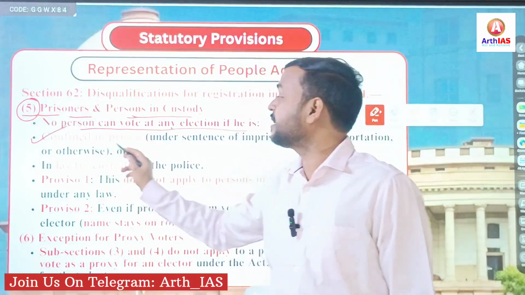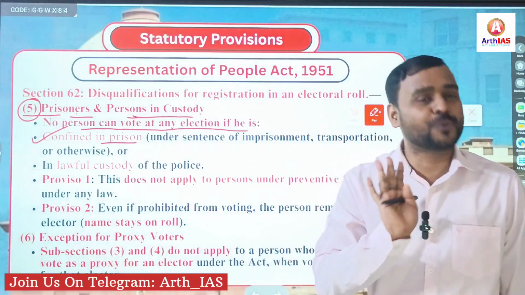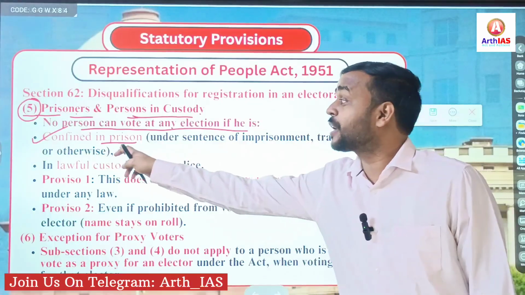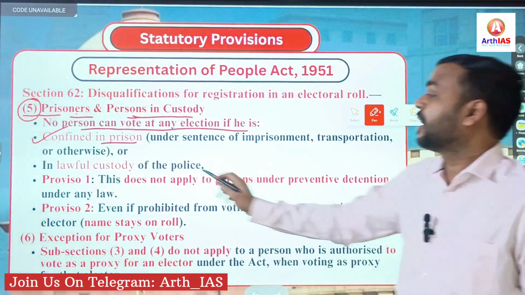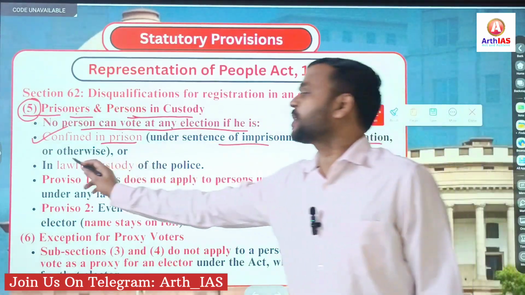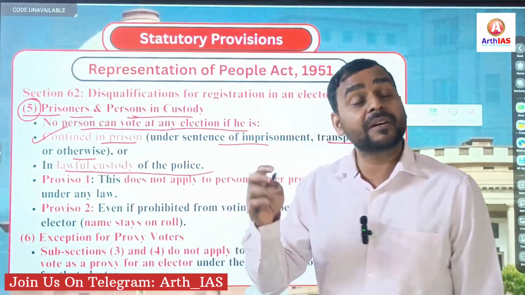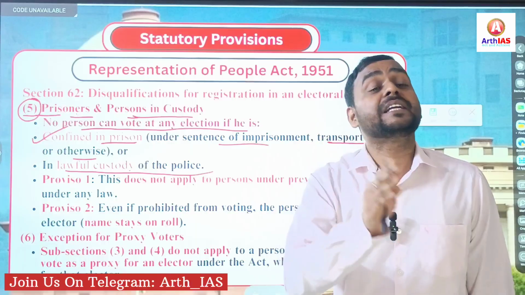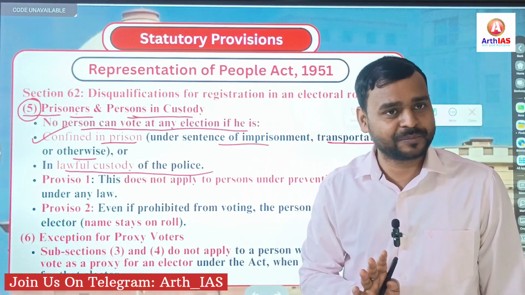If the person is confined in prison, if you are a prisoner, you are not allowed to vote. Though your name will remain in the voter list, the electoral roll, you are not allowed to vote. Clear? Whatever the condition, sentence of imprisonment, transportation, or otherwise. Second condition, in lawful custody of police. Even if you are not in prison, but you are under lawful custody of police, at that time you are also not allowed to vote.